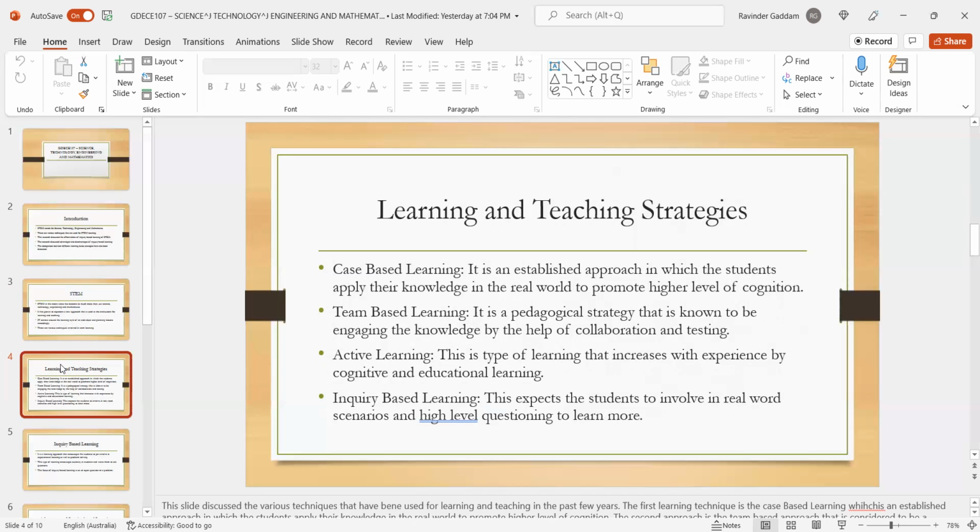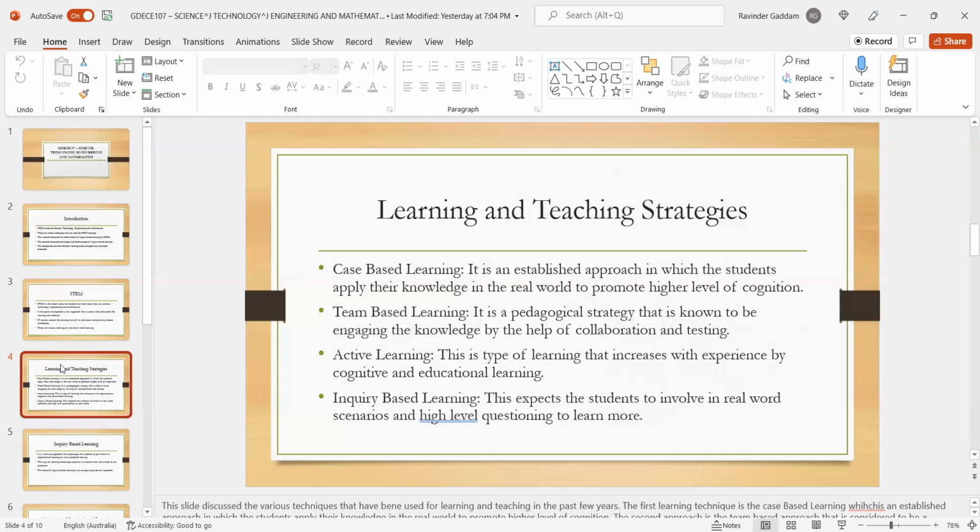And what is team-based learning? It is a pedagogical strategy that is known to be engaging, where knowledge is gained with the help of collaboration and testing, where team-based learning helps children to solve problems when they are incorrect. Like when they're doing some group activity, team-based learning is really helpful when they're incorrect.